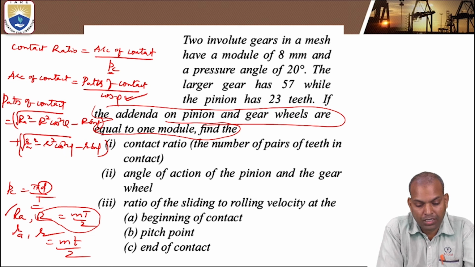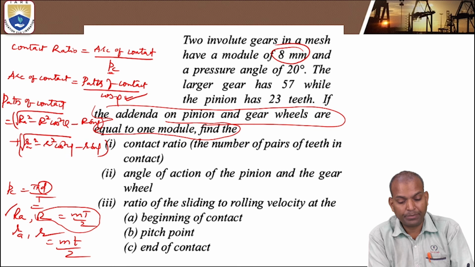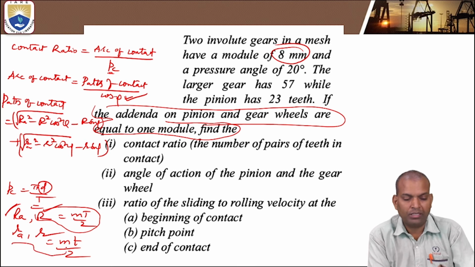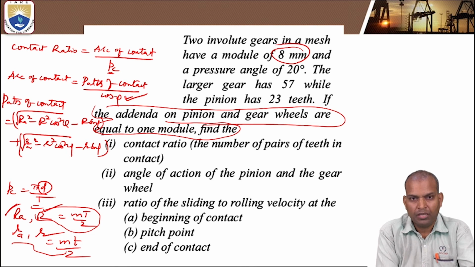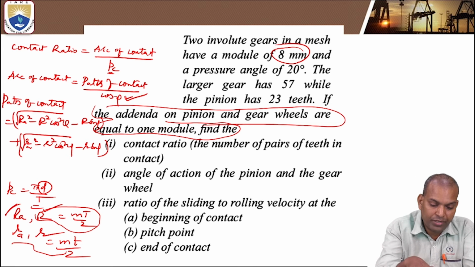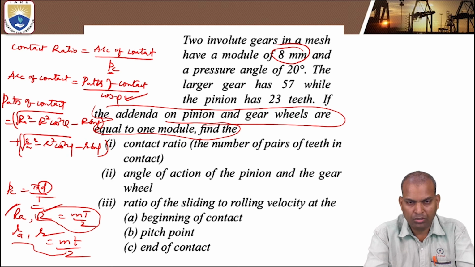M is the module, 8 millimeters. What is capital T? 57, divided by 2. We know R, so these values we have to calculate. That is the main approach to solving the problem. Whenever an objective is asked, we have to write down the formula, identify the known values and the unknown values, and calculate the unknown values from the known values.